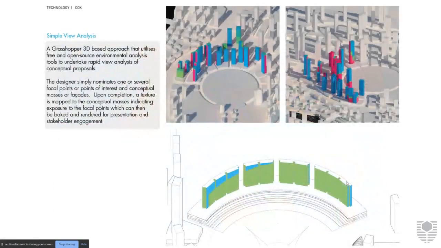So we do things like this, build tools that enable view analysis, so designers can do what they need to do, but they can understand immediately what the impacts are, in this case on views, and the value of those views when you're designing precincts.